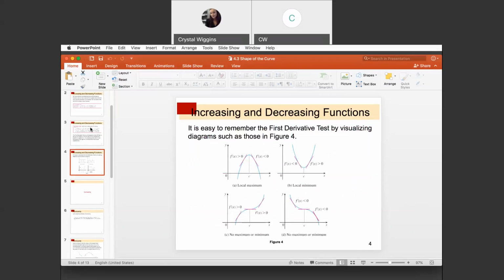So this is easy to look at here. Max: we have increasing, decreasing, indicating C is a max. Decreasing, increasing, indicating C is a min. Increasing, increasing, indicating C is an inflection point, and same with decreasing.